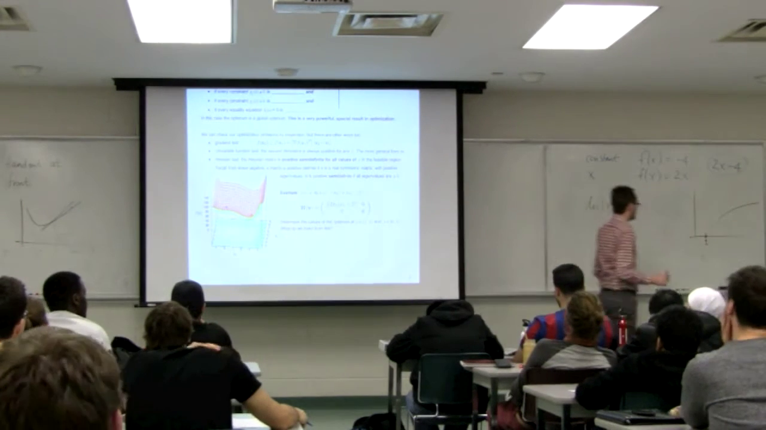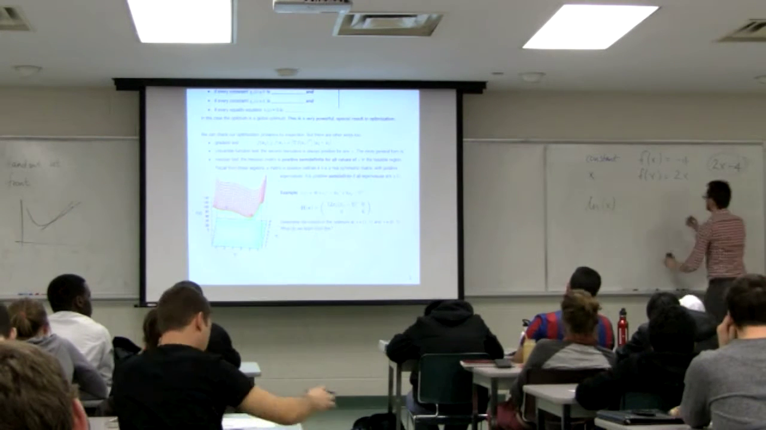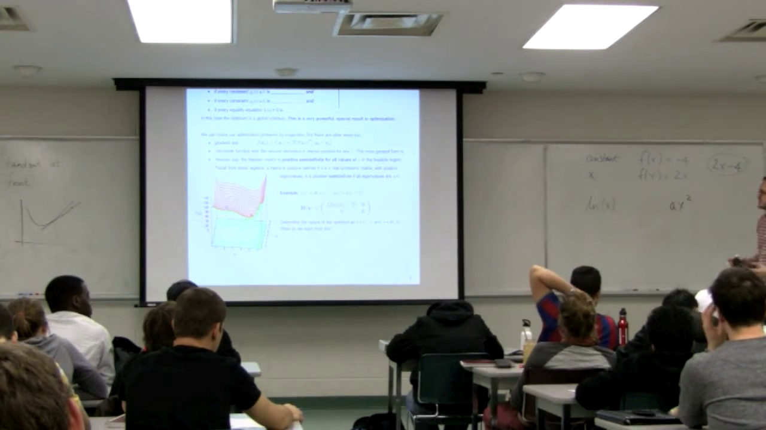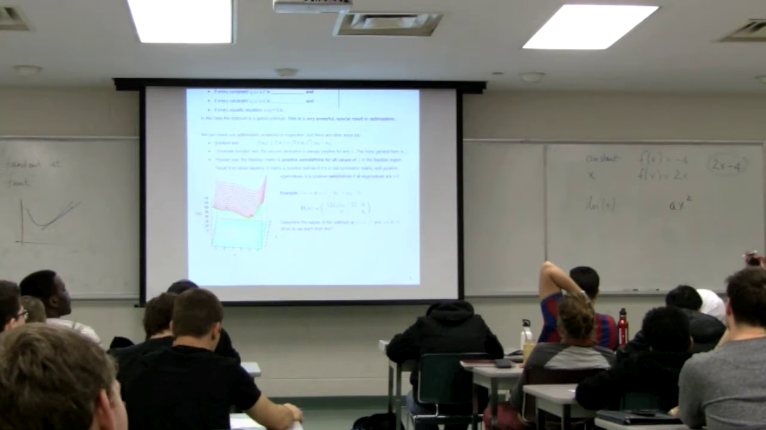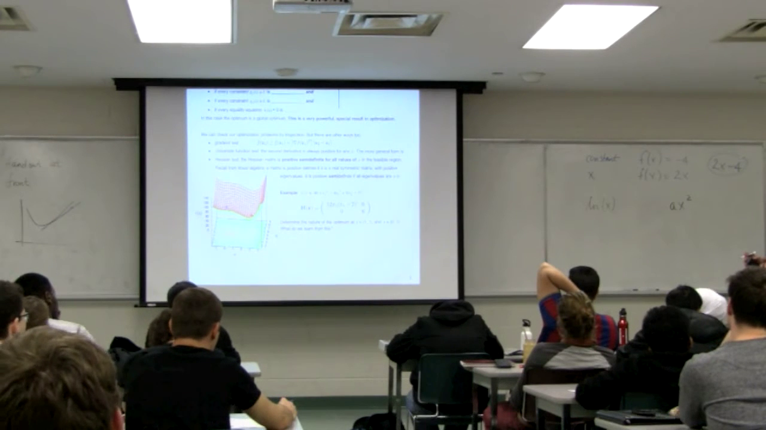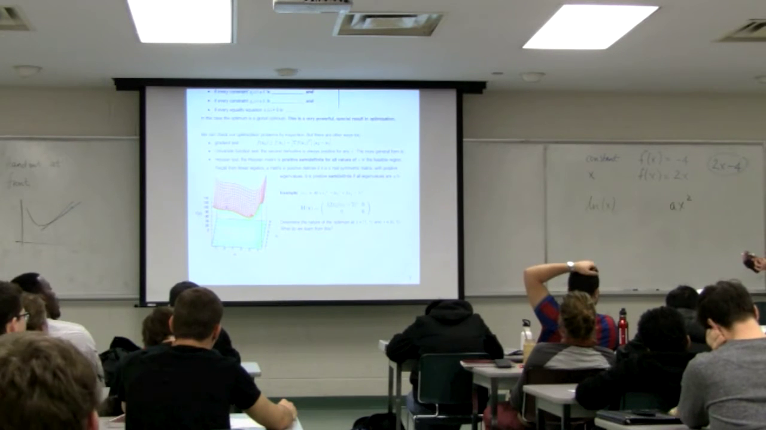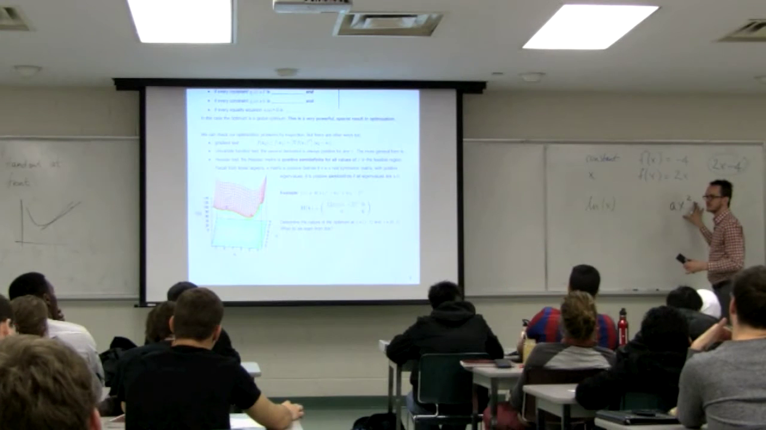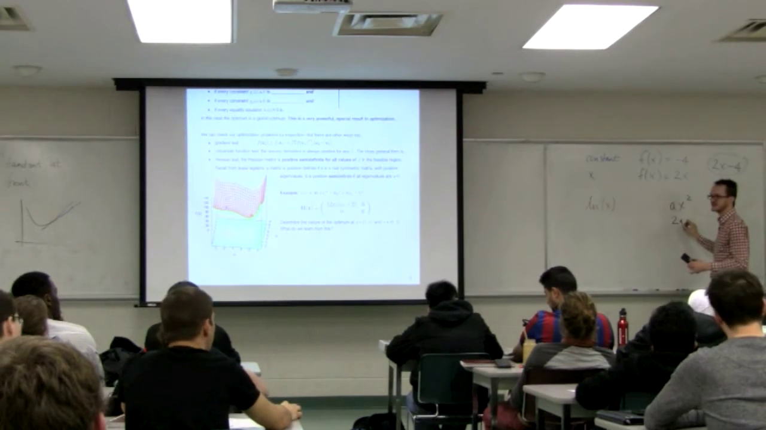So for example, we now instantly can tell that if we have a term ax squared, it is convex for which values of a? What's the second derivative of that function? So the first derivative is 2ax, and the second derivative?